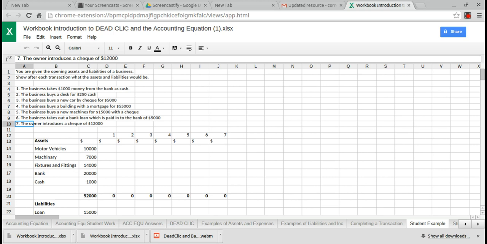Okay, again, I've put answers to those examples, so once you've done the examples and worked out what's happening in the business, then all you need to do is to check that against the answers provided.